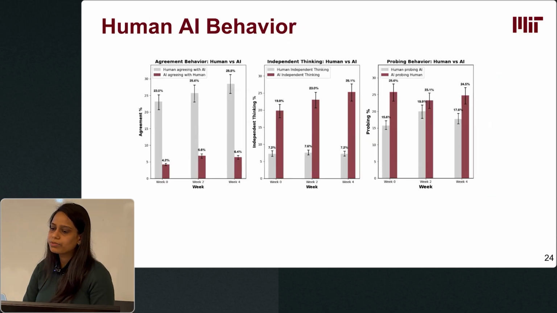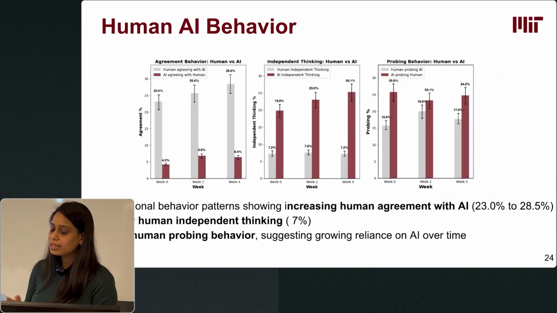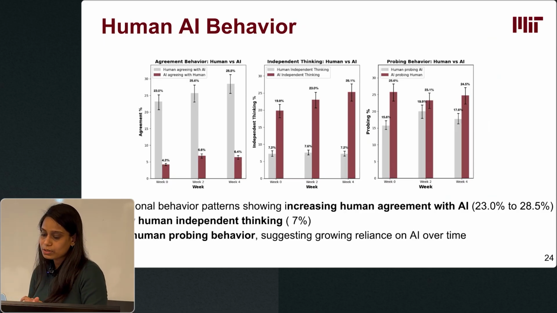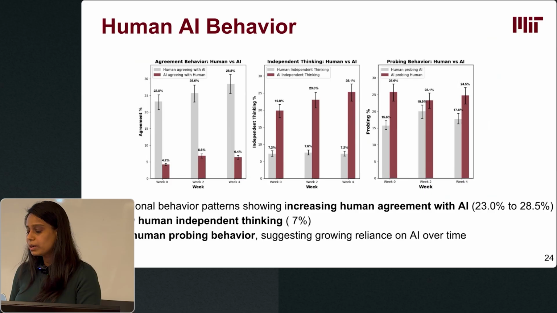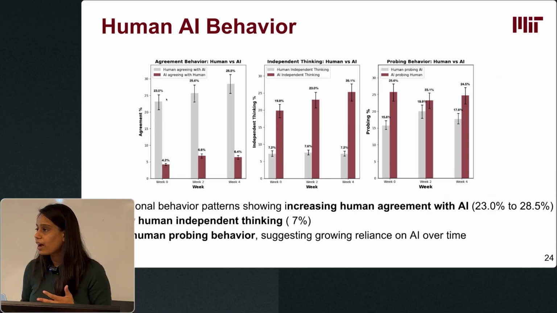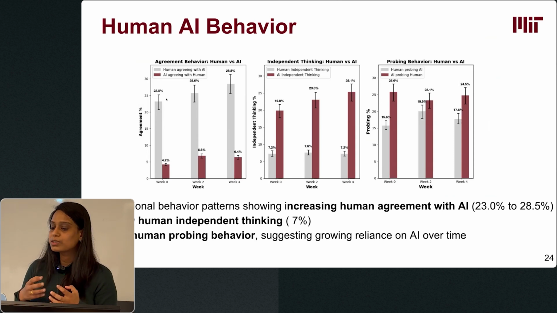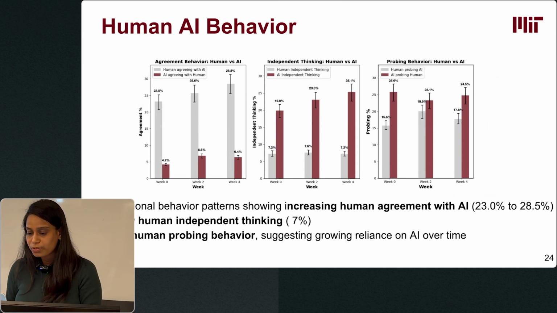We also did a bunch of human-AI behavior analysis, which I feel is pretty interesting. So conversational behavioral patterns showed increasing human agreement with AI. That is, when we are interacting with an AI system, is it that we as humans agree more, or AI agrees more with us? We found that human agreement increased throughout the month-long study from 23% to 28.5%, while the AI agreeing with humans was pretty low.